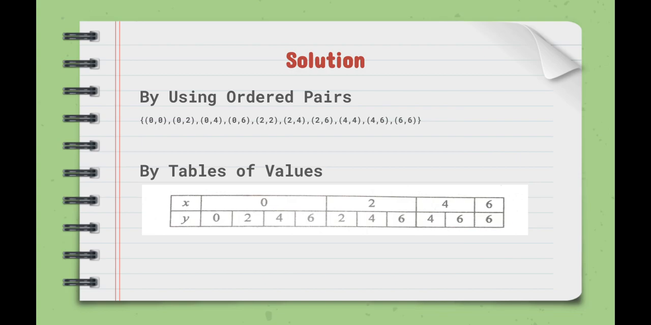We have (0, 0), (0, 2), (0, 4), (0, 6), (2, 2), (2, 4), (2, 6), (4, 4), (4, 6), and (6, 6). Sa table of values naman, we have the x: 0, 2, 4, and 6. Sa y, we have 0, 2, 4, 6, 2, 4, 6, 4, 6, and 6. Remember, kaya nagko-construct po tayo ng relation, dapat nakabase po tayo sa given. Katulad nga lang po nito, yung tinatawag nating y is greater than or equal to x, dapat po ang y values natin mas malaki o equal dapat kay x.